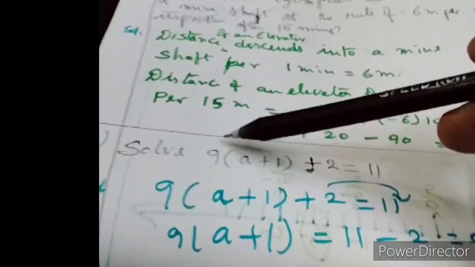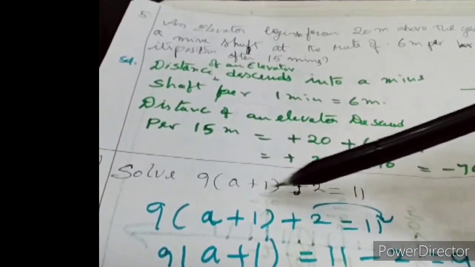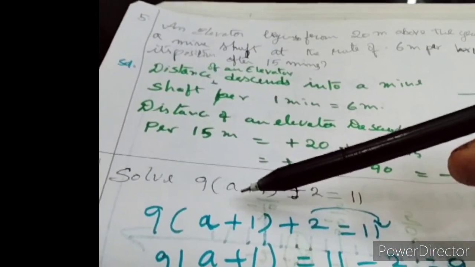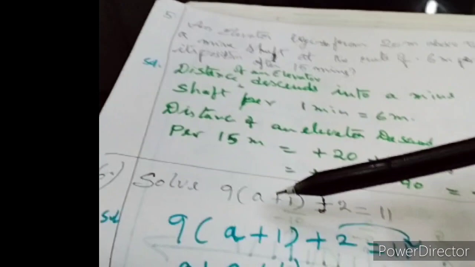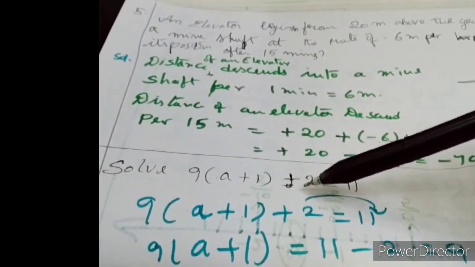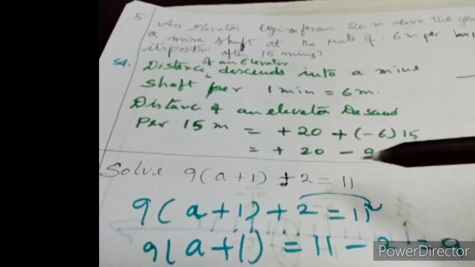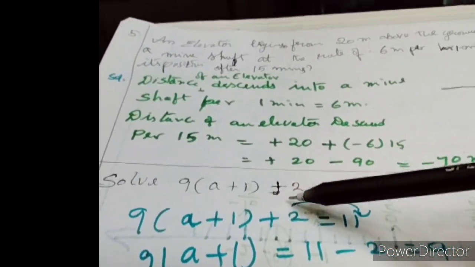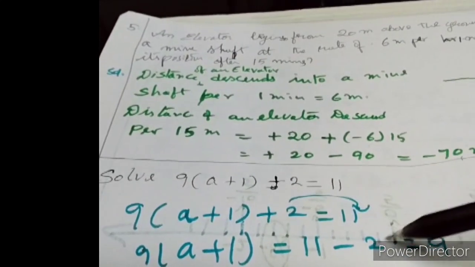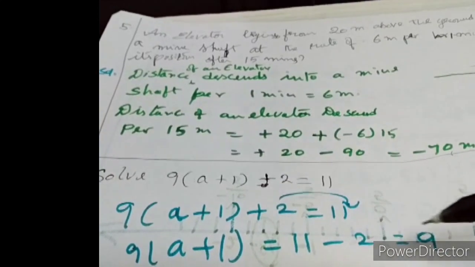Coming to the next sum, solve means what? We have to find the variable answer. Here what is the variable? A is the variable. First, always you have to transpose the simple one. What is that? Any constant that is left, we have to transpose. Here it is under addition. While you are transposing, it will become subtraction. So 11 minus 2, what is the answer?